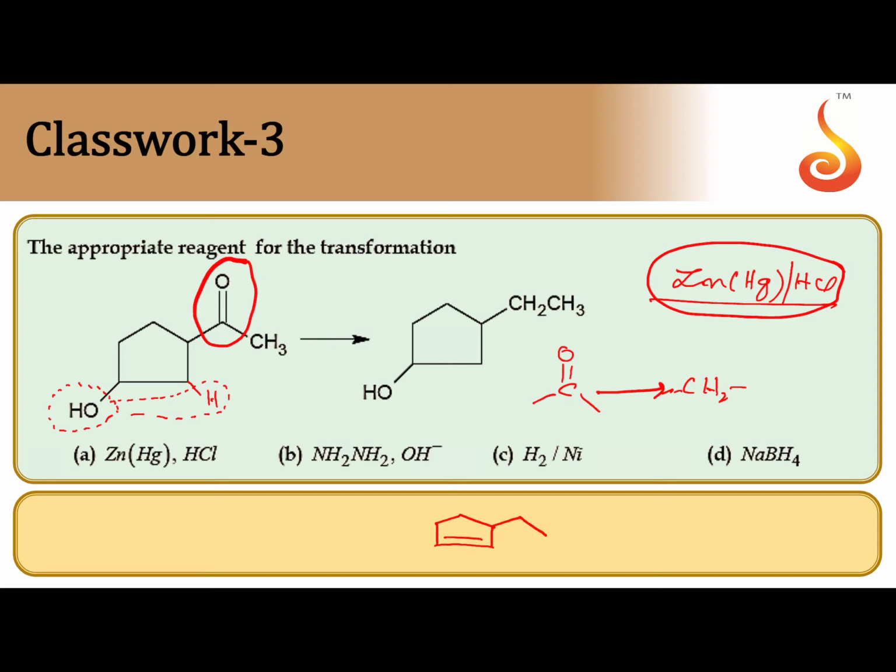So we can get this product. But in the given product, OH remains present. So only the CO group should be reduced, but OH should not be affected. For that purpose we have to use Wolff-Kishner reduction. So the correct answer is B.